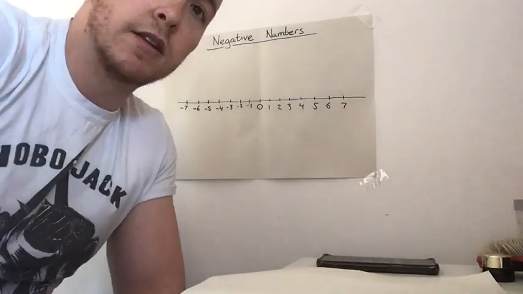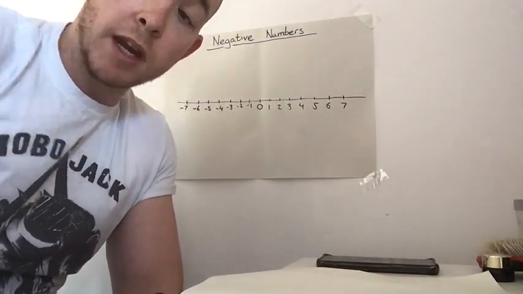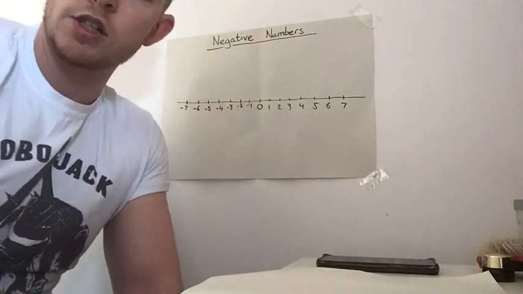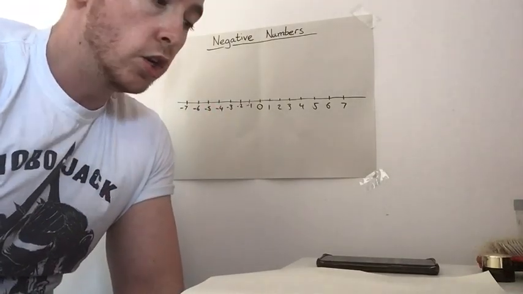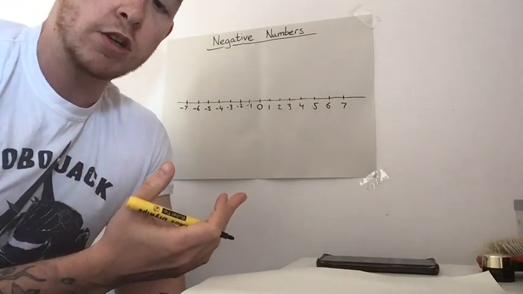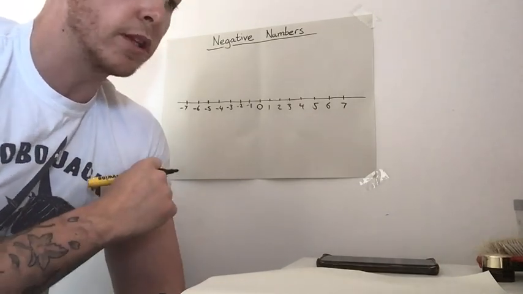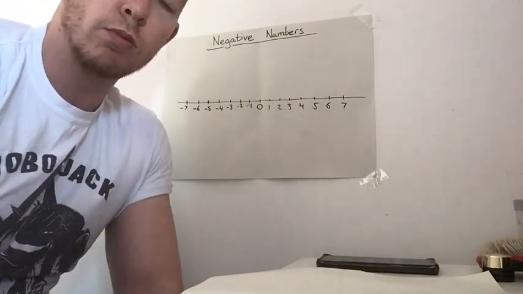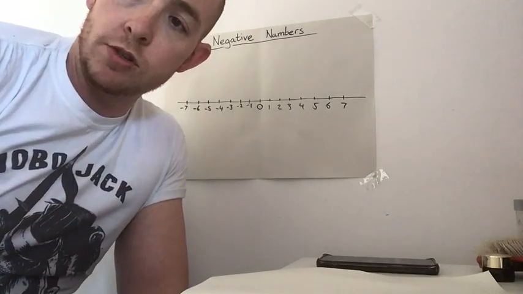Now, you might have heard negative numbers being referred to as minus numbers. It's the exact same thing, it's just a different word for it. Okay, so some examples of when you might have seen negative numbers, probably the most obvious one would be when we were looking at like thermometers.